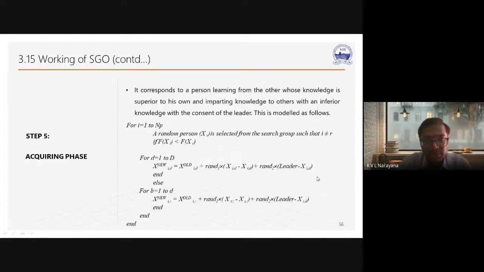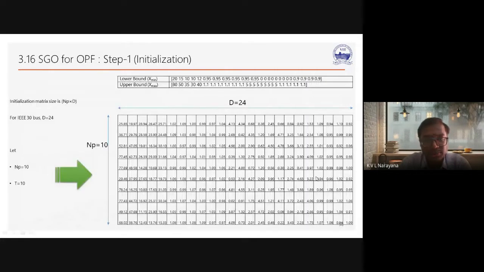Maybe I will explain these steps. Okay, for the same problem, if you see here, because of the time constraint, I am going a little faster here. So IEEE 30 bus system, how many decision variables are there? There are 24 decision variables, as I mentioned earlier, right?